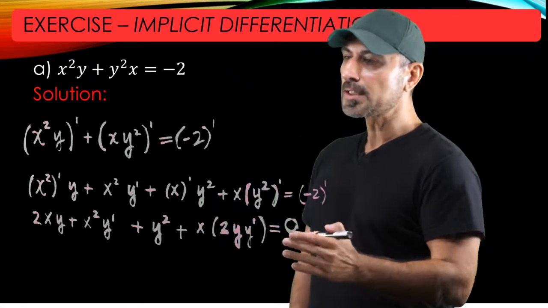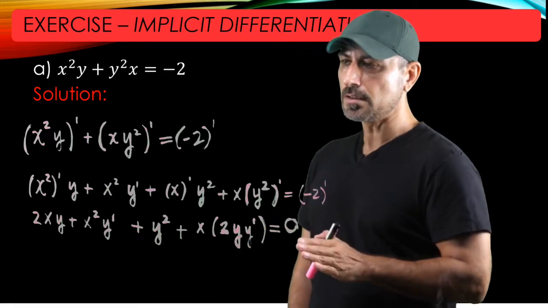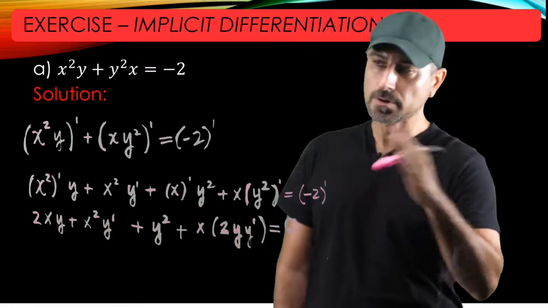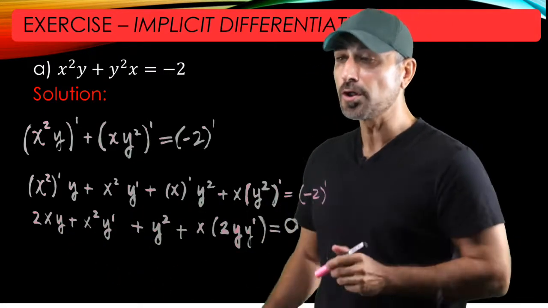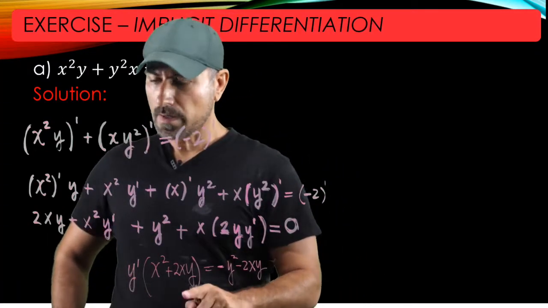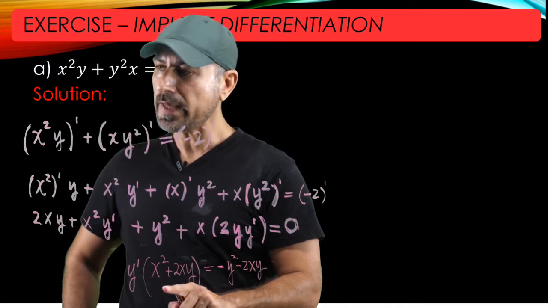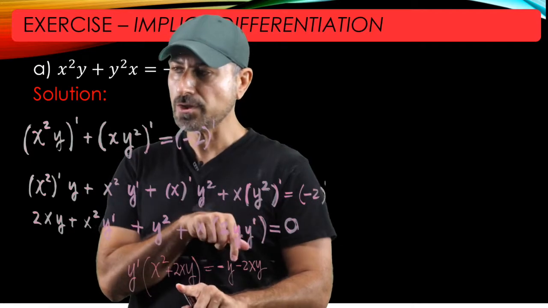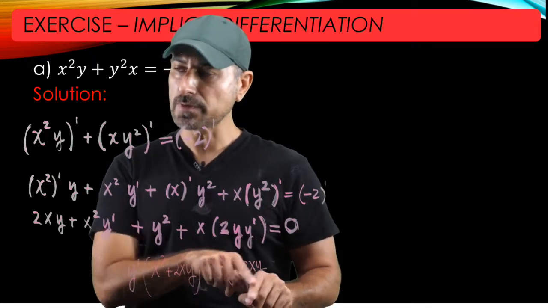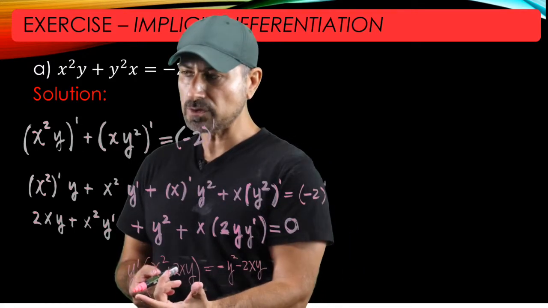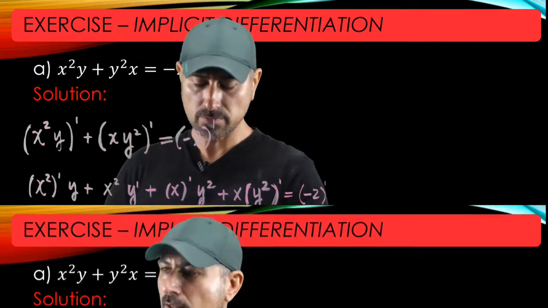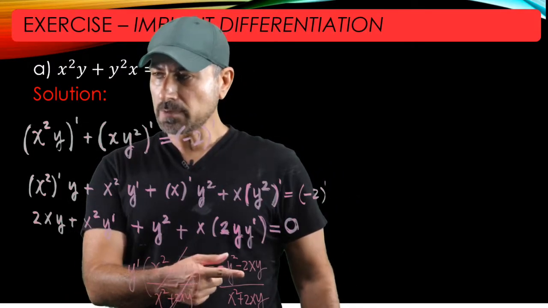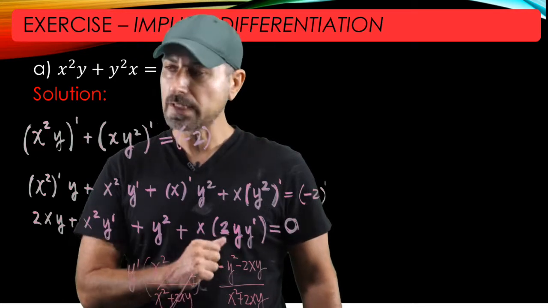So now we're going to keep the y prime terms on the left-hand side of the equation, send the other terms to the right-hand side, and solve for y prime. Once we factor y prime, we have x squared plus 2xy left, so x squared from here and 2xy from here. And on the right, we still have minus y squared minus 2xy. All we're going to do is divide both sides by this factor here. And it turns out that y prime is exactly equal to minus y squared minus 2xy divided by x squared plus 2xy.